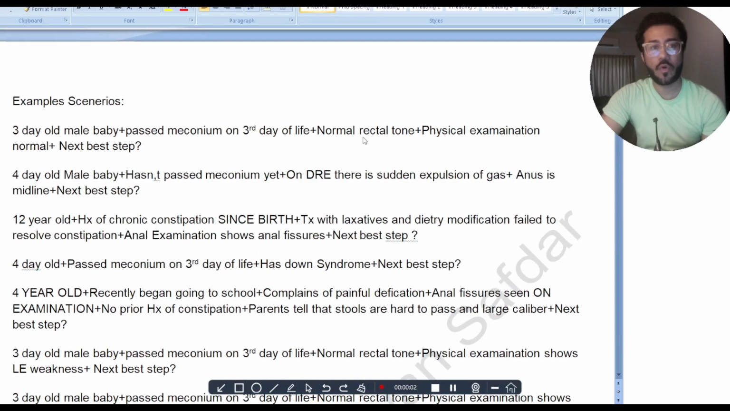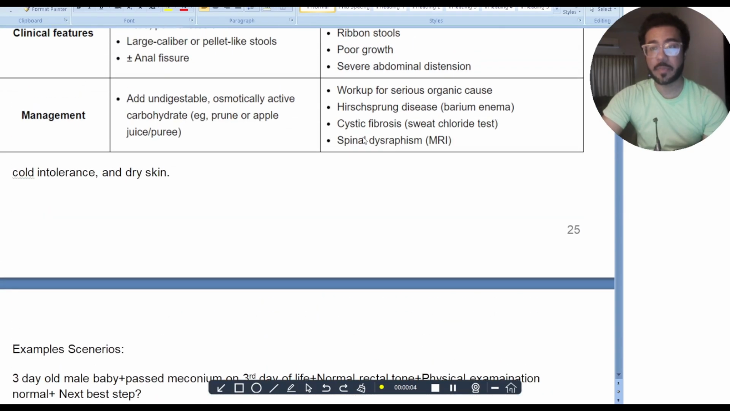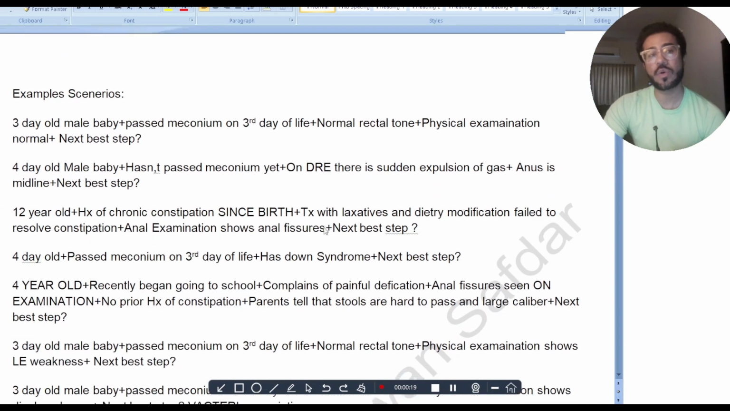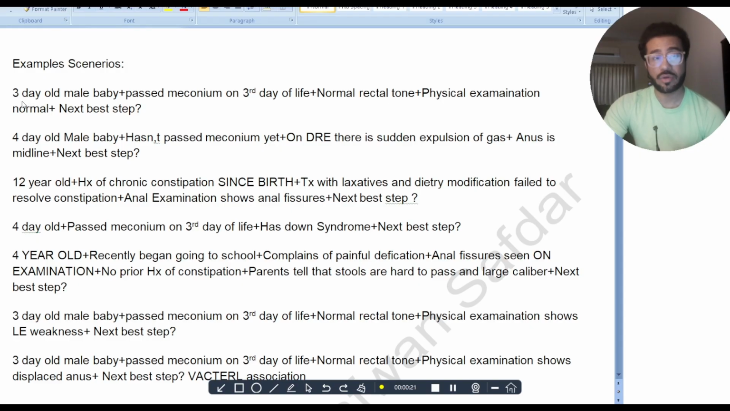So we're gonna move on to the examples of all the scenarios that you might encounter. As I told you guys, we're gonna discuss that, and that's gonna make everything that we just read really clear in how you're gonna deal with these problems clinically. So example number one, a 3-day-old male baby passed meconium on the third day.